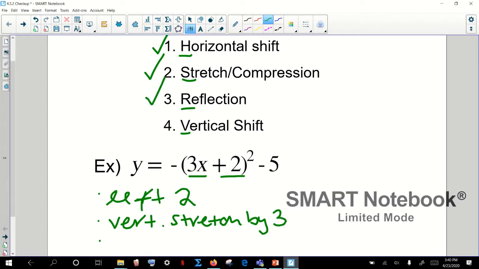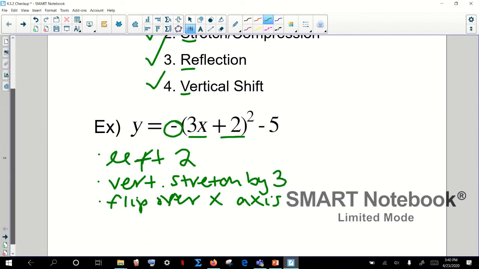Next we have reflection. We have that minus on the outside, so we're going to flip or reflect over the x-axis. That would be your third transformation, and then the vertical shift would be the minus 5 on the end. So we would take everything and shift it down 5.